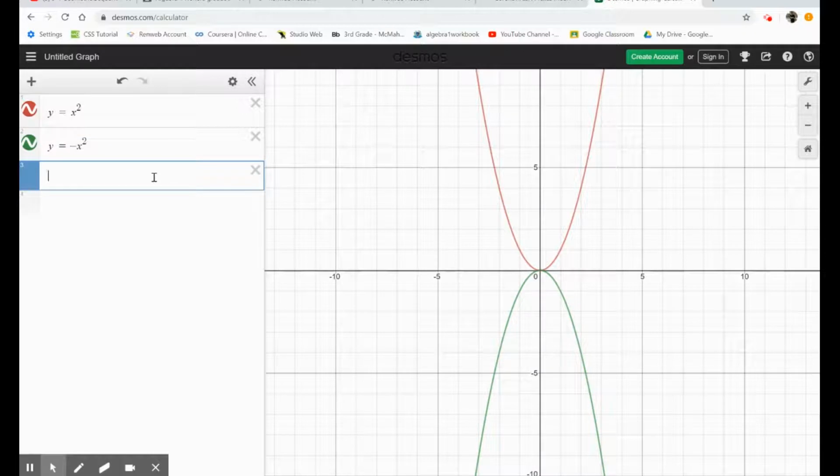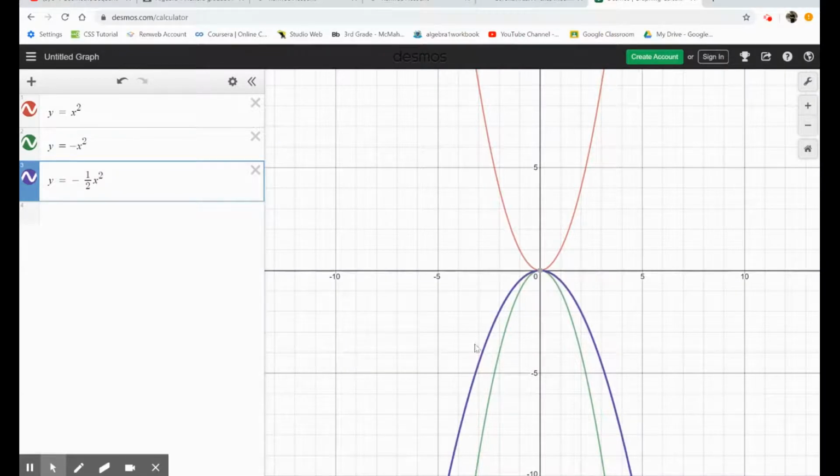And all the same rules apply. If we put a -2, it gets narrower. Negative 4x squared, it becomes even more narrow. And if we did y equals -1/2 x squared in purple, it's going to get wider. It's now a wider graph compared to the green.